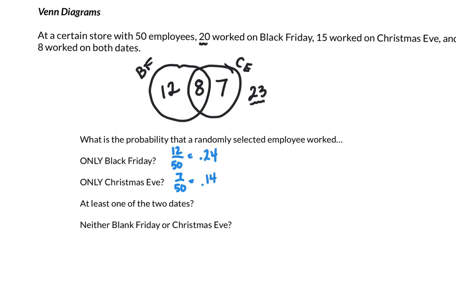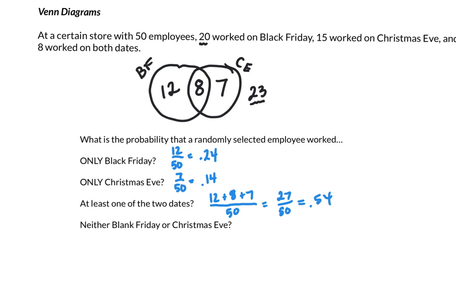Now, at least one of the 2 dates, so at least one means it could have been either date, or it could have been both. So we want to say, well, we had 12 Black Friday only, we had 8 both, we had 7 Christmas Eve, all out of 50, and that is 27 out of 50. If we prefer a decimal, we'll write 0.54.